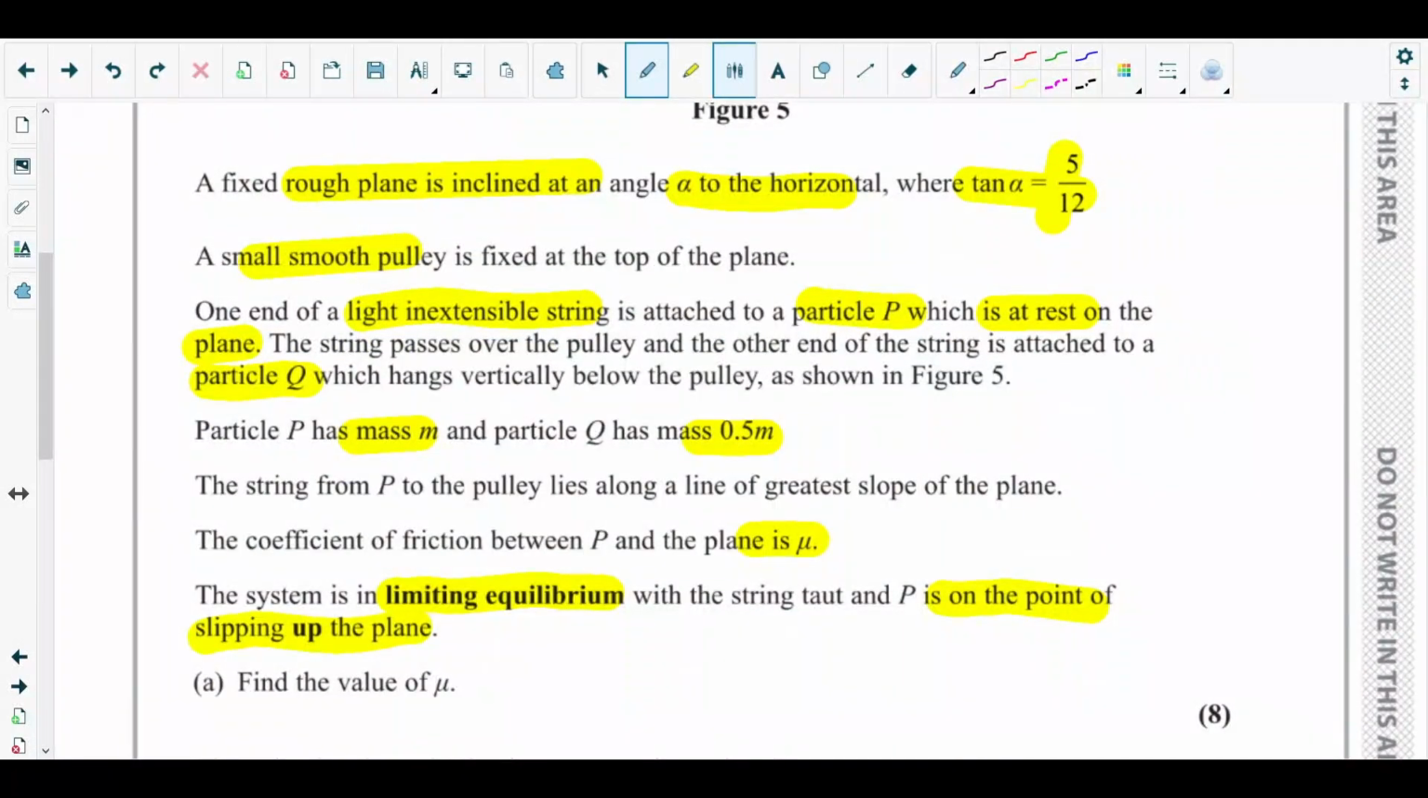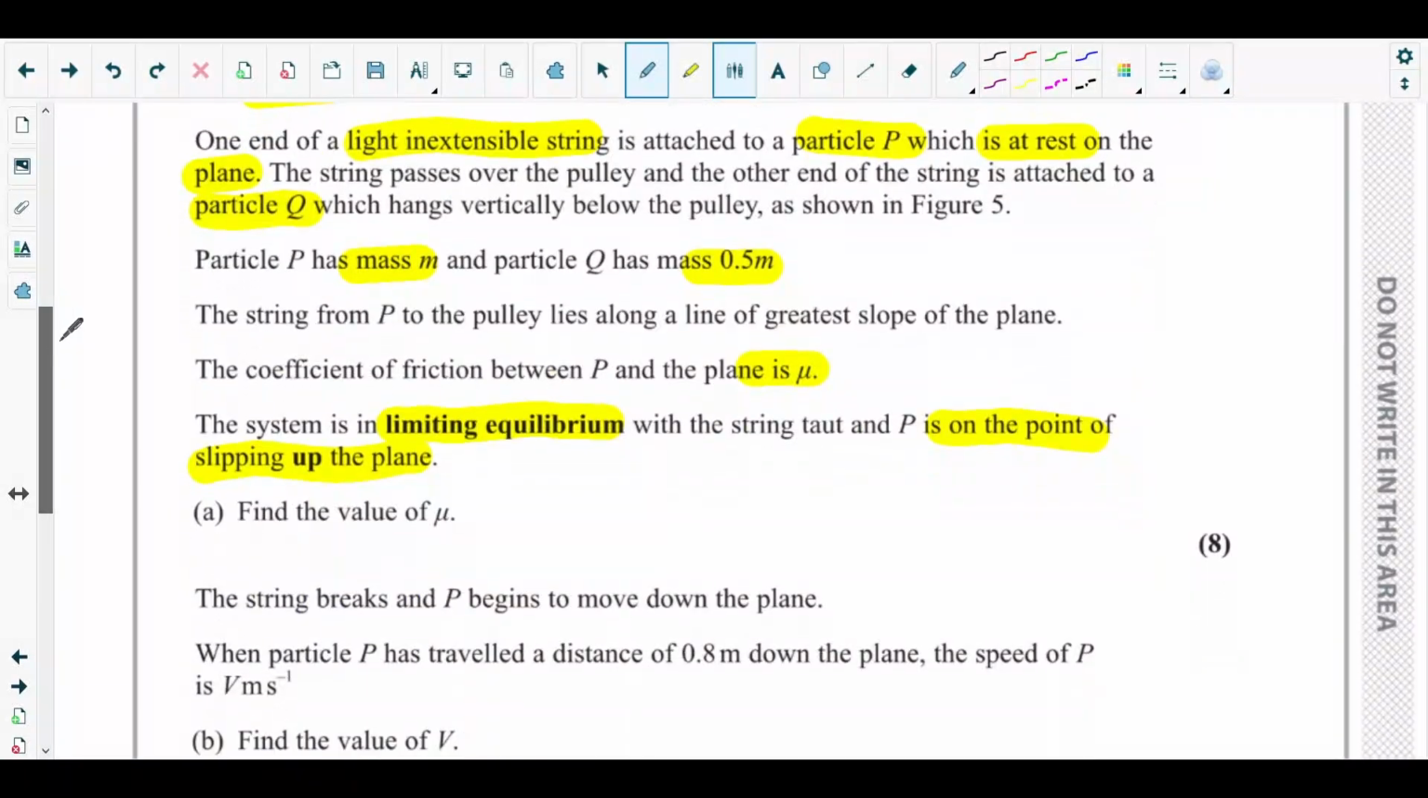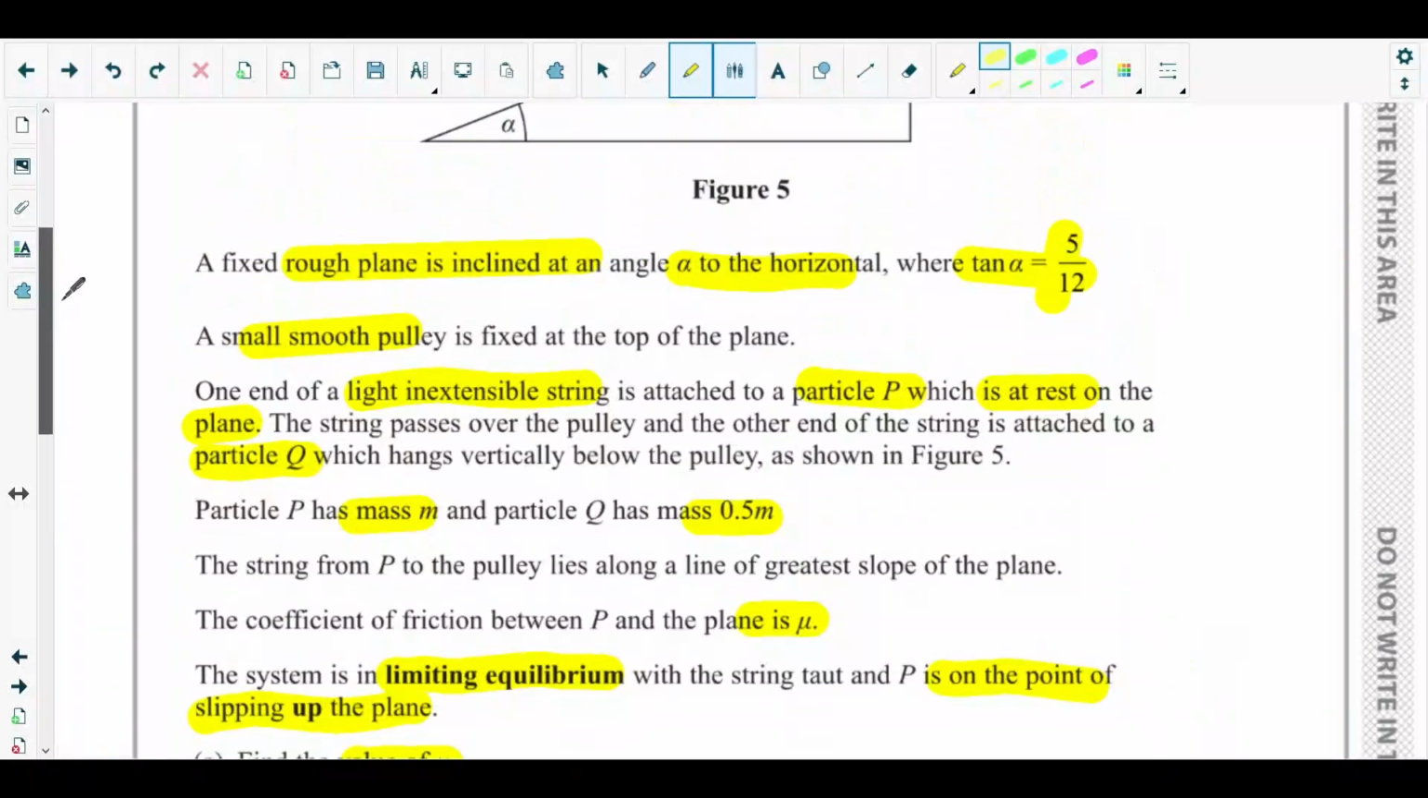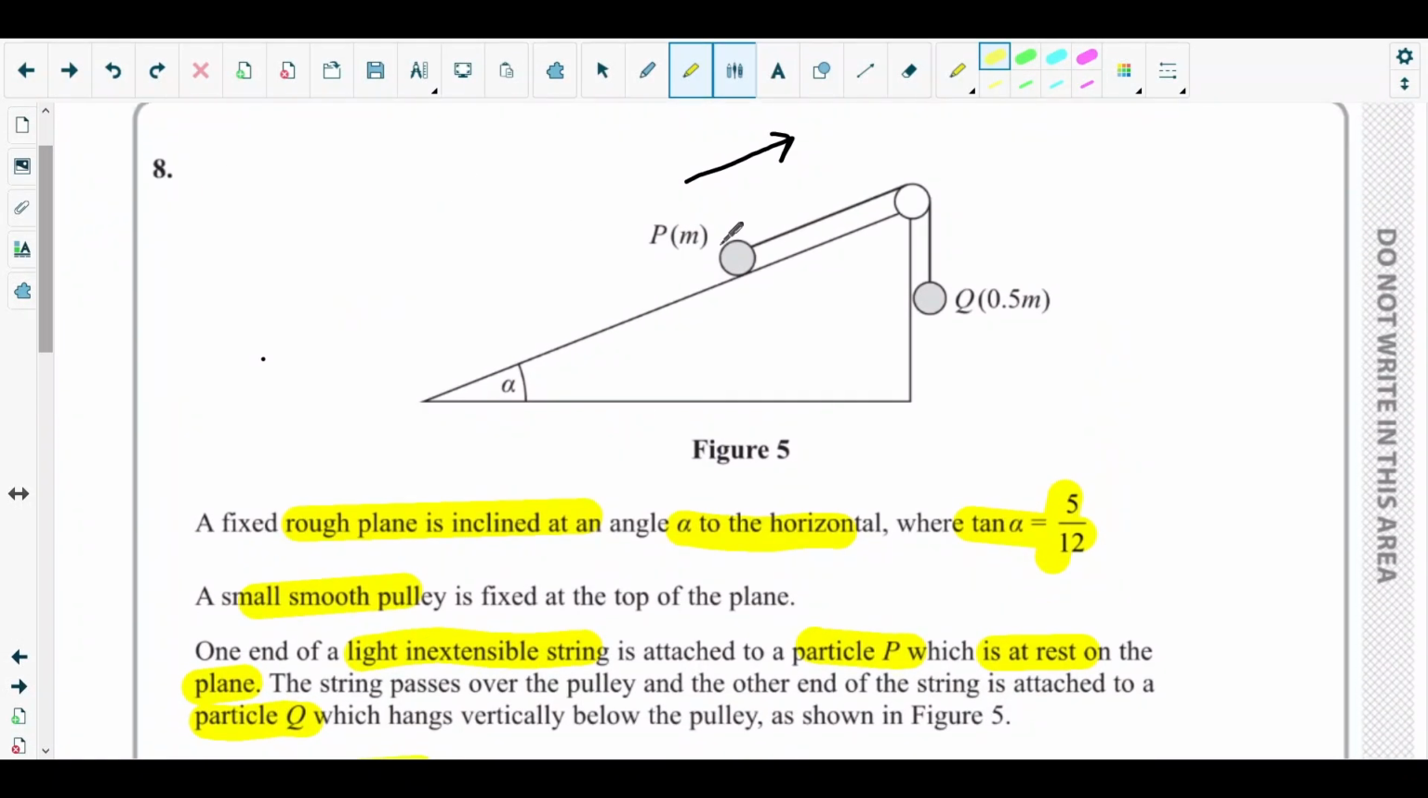In part A, they are asking us to find the value of mu, the coefficient of friction. Now let's consider the figure. We know that friction always acts opposite to the direction of motion, right? Since particle P is on the verge of moving up the plane, friction will be acting down the plane.